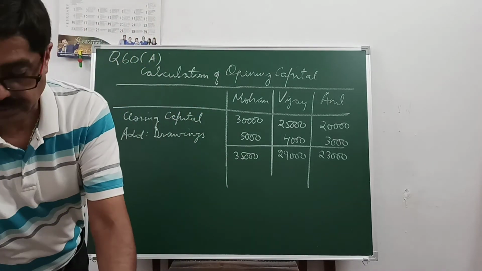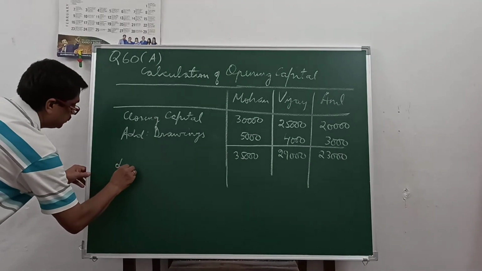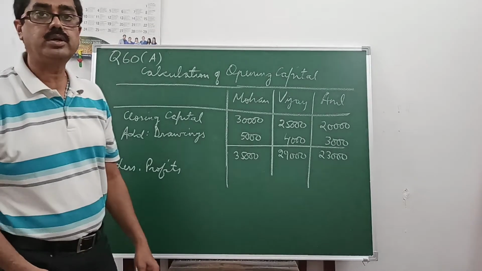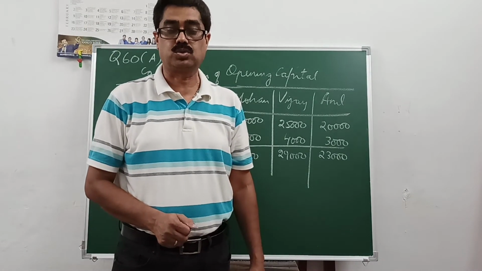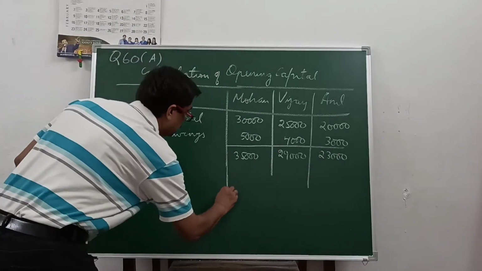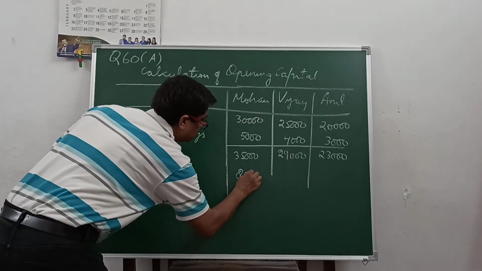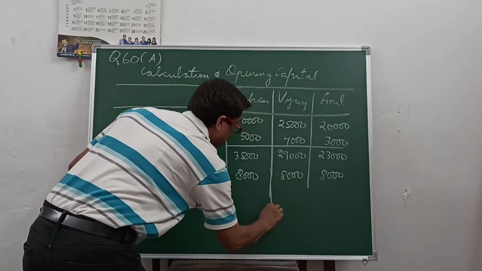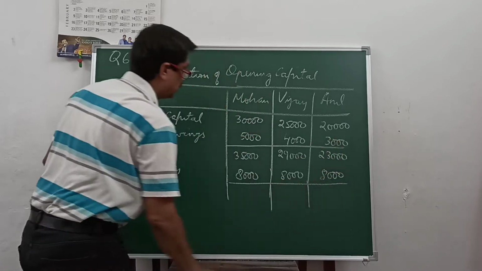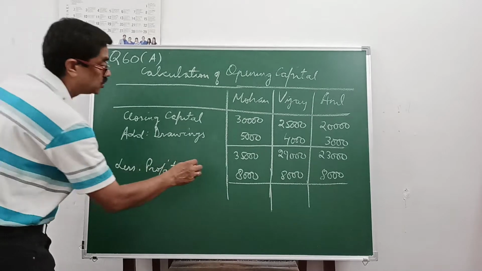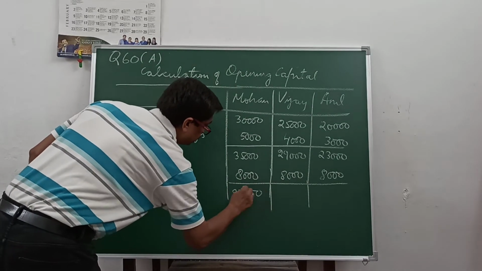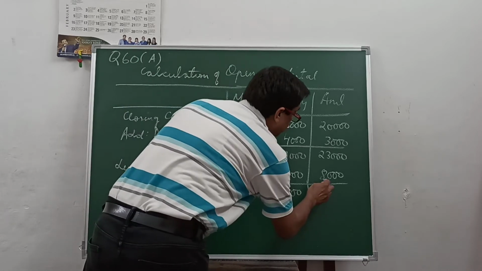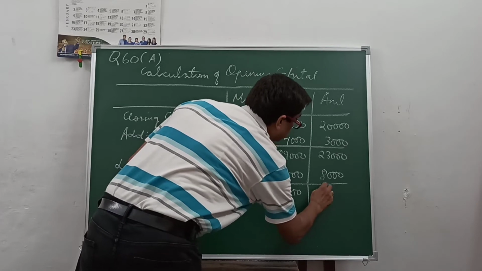So we will subtract them. Less profits in the profit sharing ratio. Now in the question the ratio is not given, so it will be equal ratio, 1:1:1. So 24,000 divided by 3 gives you 8,000 each. The difference will come like this: 27,000 for Mohan, 21,000 for Vijay, and this will be 15,000.